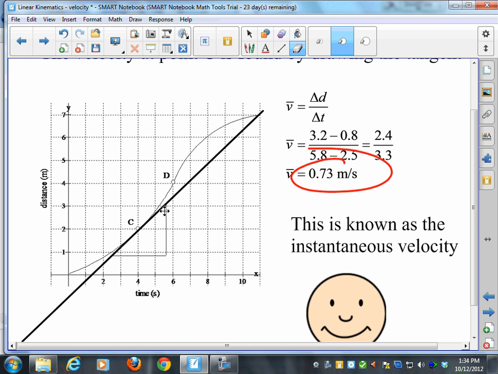Okay, so this is called instantaneous velocity. Okay, so by now you should know the difference between average velocity and instantaneous velocity: over an interval, and at a particular instant in time. Okay, that is all that I really have today.